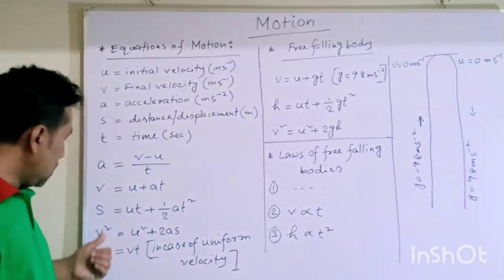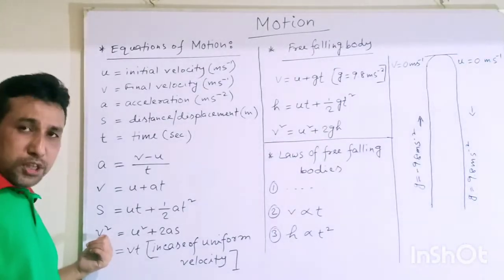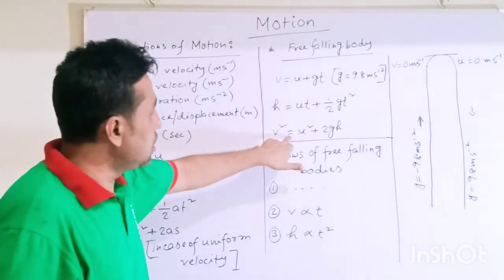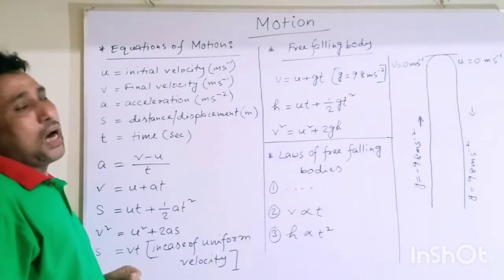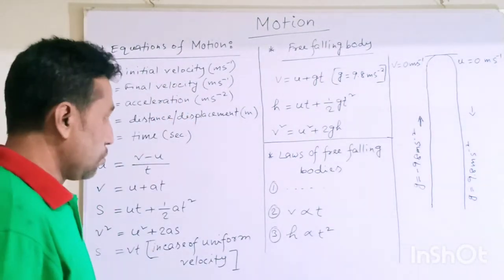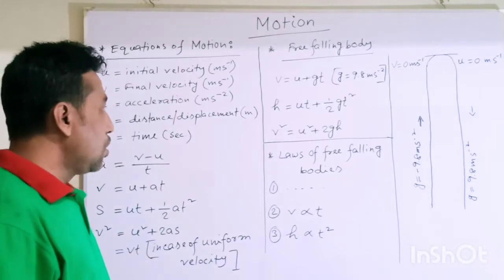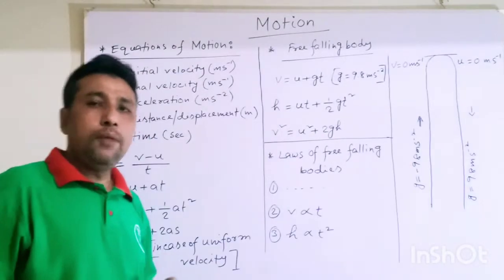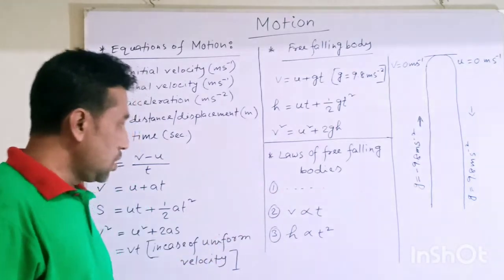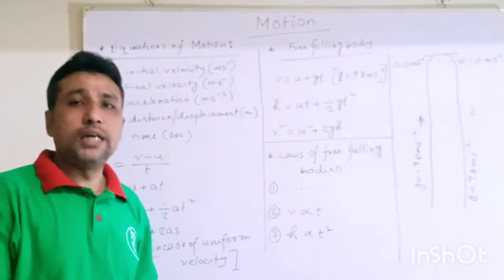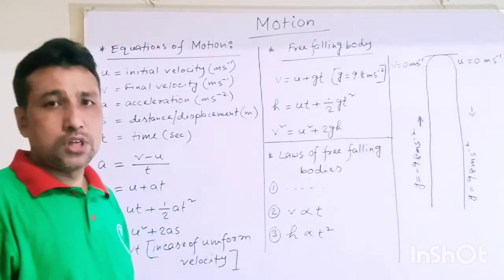Then come to equation number 3. Here v square is equal to u square plus 2gh. These are the equations of a free falling body. Let us know, every free falling body follows 3 laws discovered by the greatest scientist Galileo.